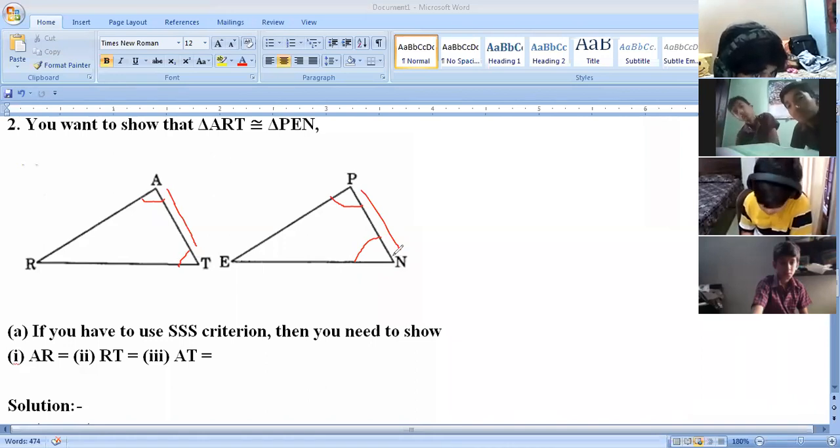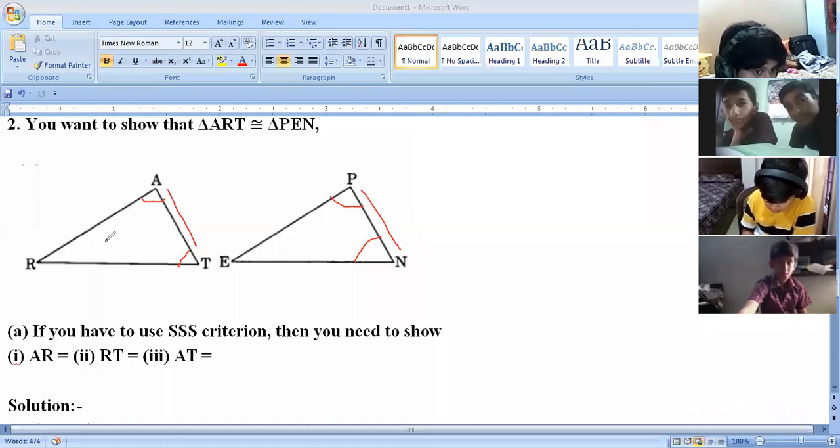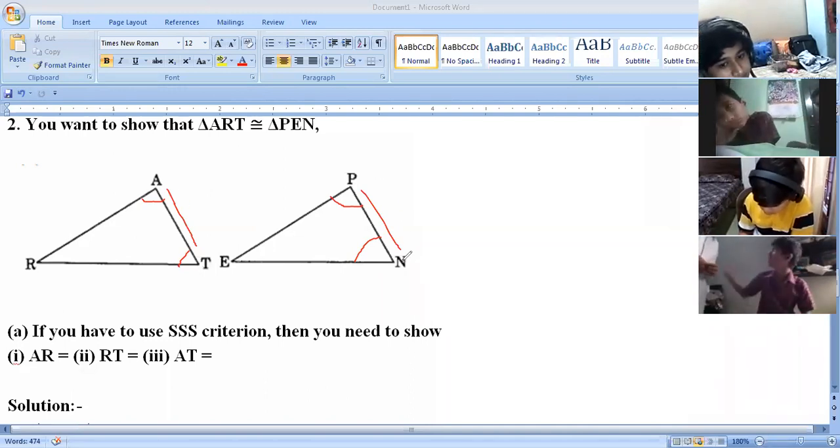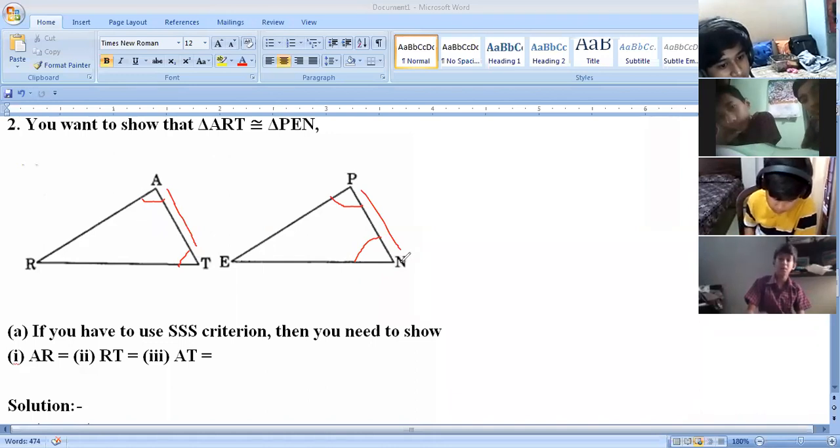Why angle RT? How can it be angle RT here? This is side RT, not an angle. And it is given in the question that AT and PN are equal. Just check the question carefully. Okay? Is it clear now? C part.